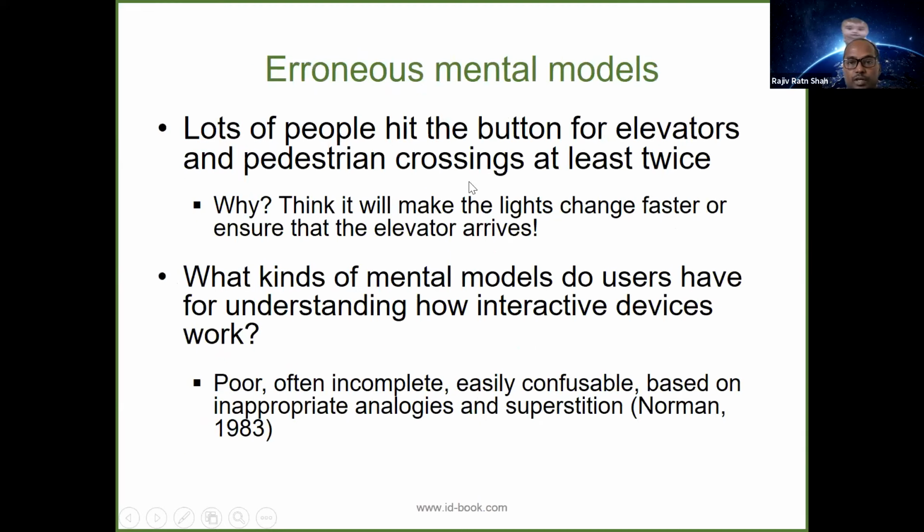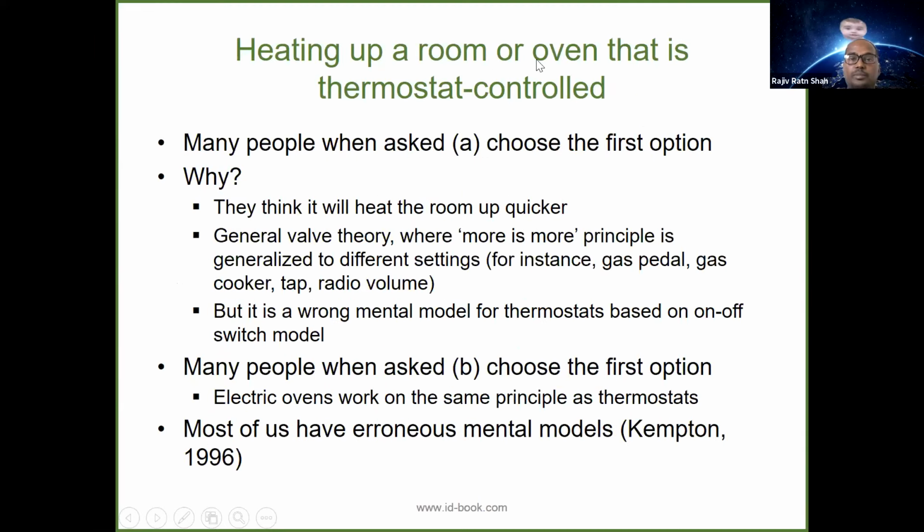So these are examples of heating up a room or an oven that is thermostat controlled. How you can heat up the room or cook a pizza. Based on the mental model, you can perform these tasks. So one key thing to focus on here: most of us have erroneous mental models.